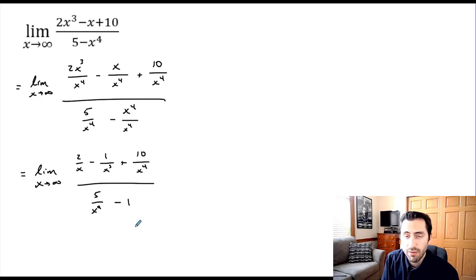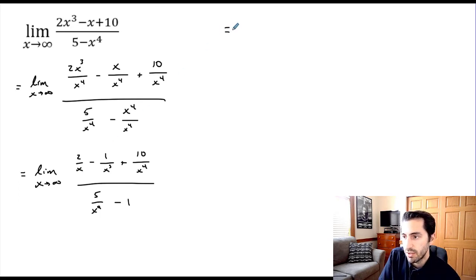So again, we do have a limit of a quotient. We could turn this into the quotient of some limits. We could use our other properties to keep separating this further if we wanted to. But again, what I'm hoping you notice here is because of these fractions and because we have x's in the denominator now, we can think about what happens as x becomes unbounded. So in this first fraction, we have 2 over x. Okay, so the limit as x approaches infinity for this is going to get closer and closer to 0.